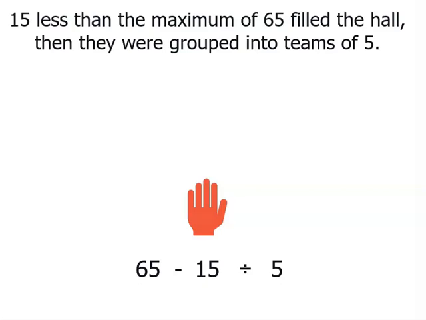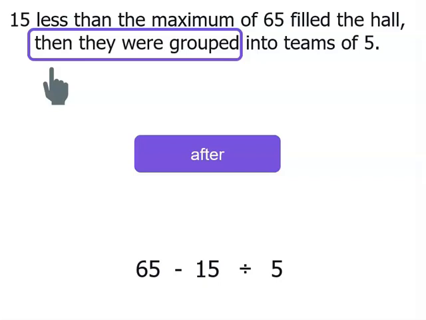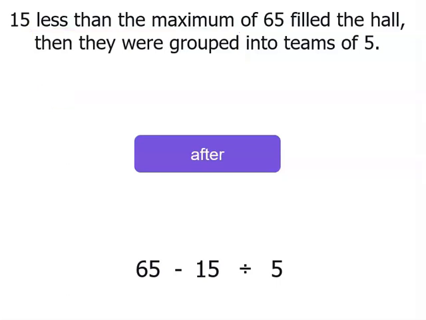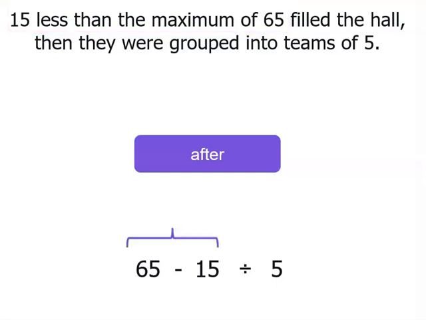So let's just check some of the words again. We had this statement here, and there's a special word after, that means after. Then they were grouped. So when it says we did something on the first line, and then they were grouped into teams of 5, that means it happened after. So what we need to do is first work out 15 less than the maximum of 65. So we have to solve 65 minus 15 first.